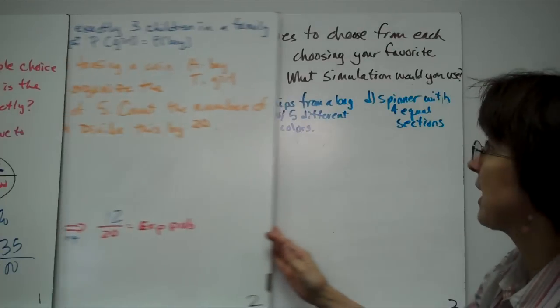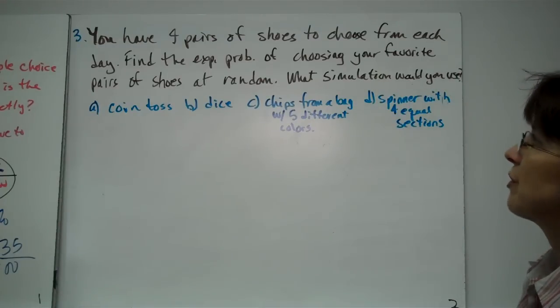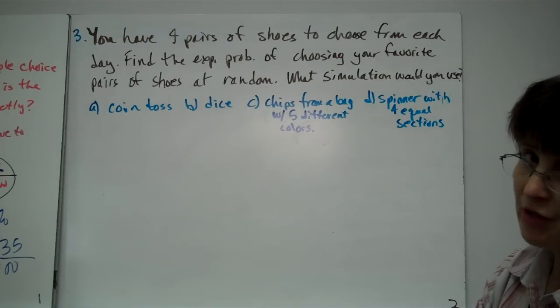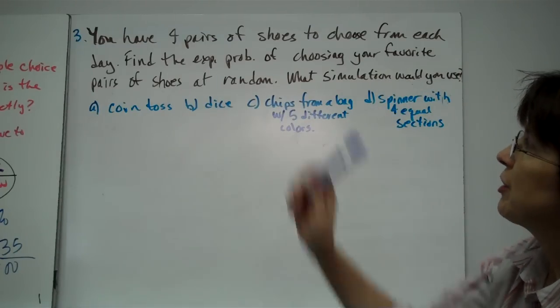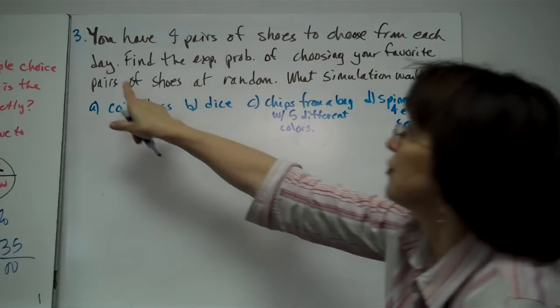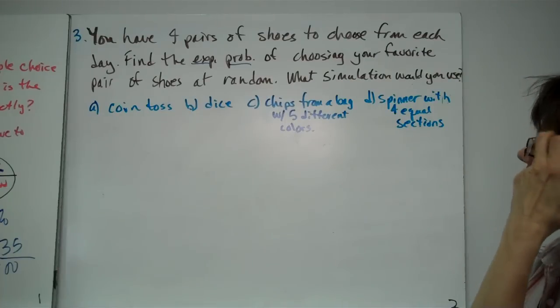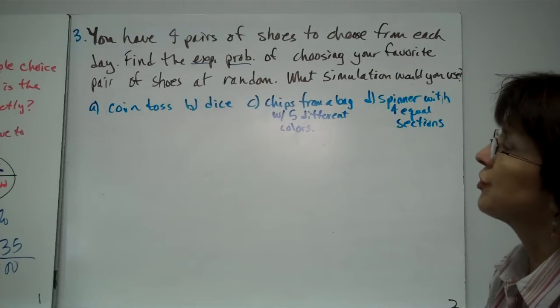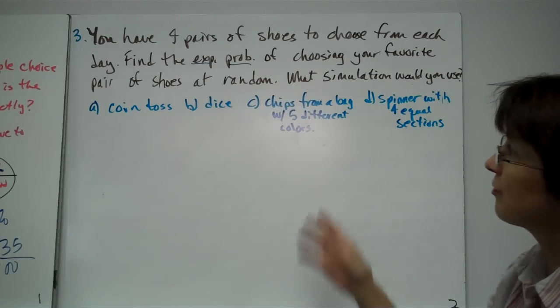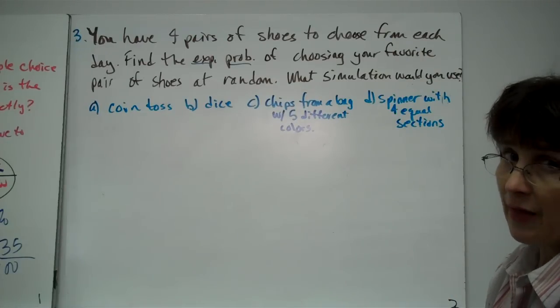All right, one last example. Suppose you have 4 pairs of shoes to choose from each day, but you have a very special pair, and you want to find the experimental probability of choosing your favorite pair of shoes at random. Remember, experimental probability. So what simulation would you choose? Would you toss a coin, a die, chips from a bag with 5 different colors, or a spinner with 4 equal sections? I think it's pretty clear.